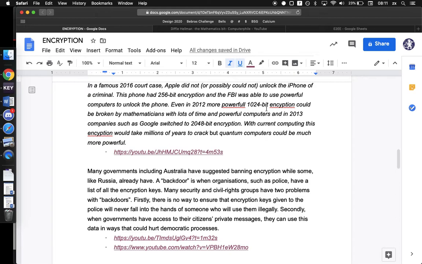Now in 2012, the more powerful 1024-bit encryption could be broken by mathematicians with lots of time and powerful computers. And in 2013, companies such as Google switched to an even more powerful encryption called 2048-bit encryption. With current computing, this encryption would take millions of years to crack, but quantum computers could be much more powerful.